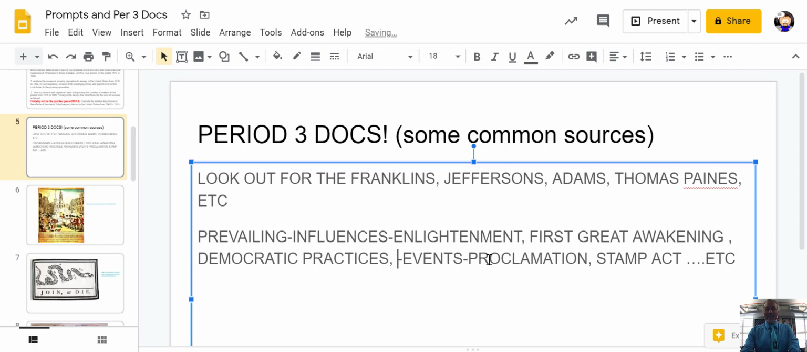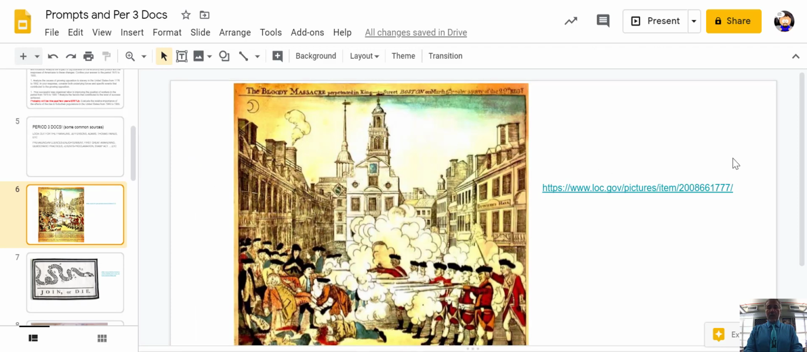Events like Proclamation, Stamp Act, etc. Okay, we're going to take a look at just a few cartoons, and then I'm going to attach some documents to your email and to your Remind that you can look at a little bit more for yourself. And you can look at this definitely for sure because it's going to be shared. I left links to each one.